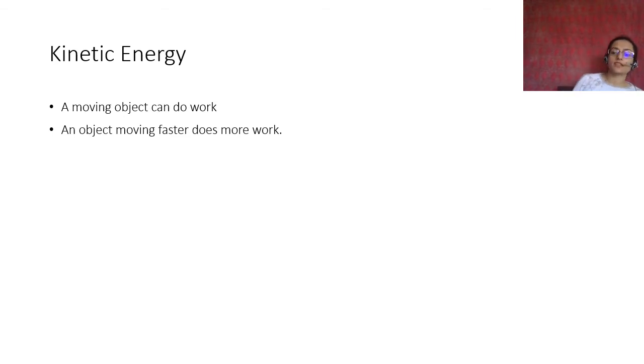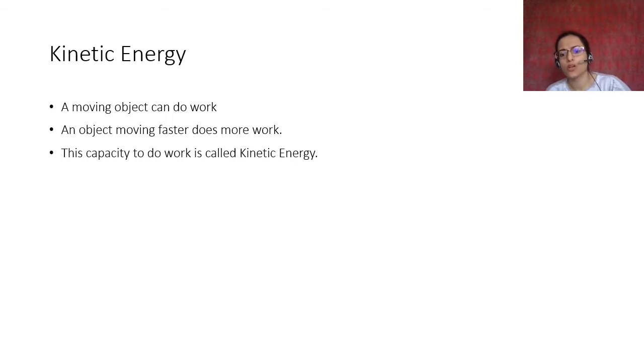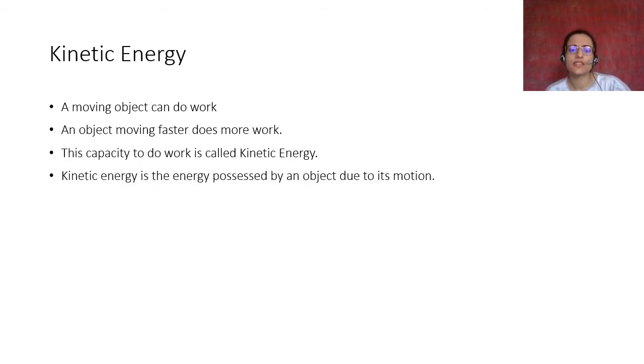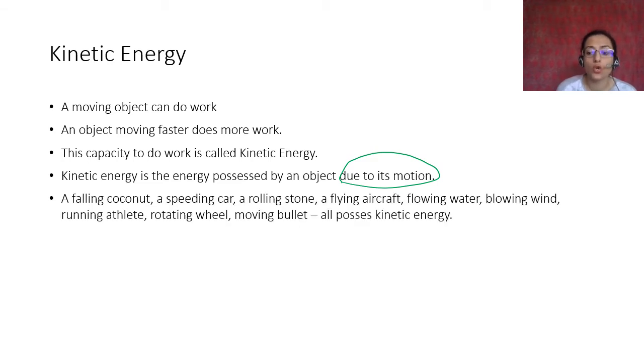An object moving faster does more work, right? That is also logical, right? This capacity to do work is called kinetic energy. Kinetic energy is the energy possessed by an object due to its motion. The energy of an object because it is moving is called kinetic energy. So a falling coconut, a speeding car, a rolling stone, a flying aircraft, flowing water, blowing wind, running athlete, rotating wind, moving bullet, they all possess kinetic energy.